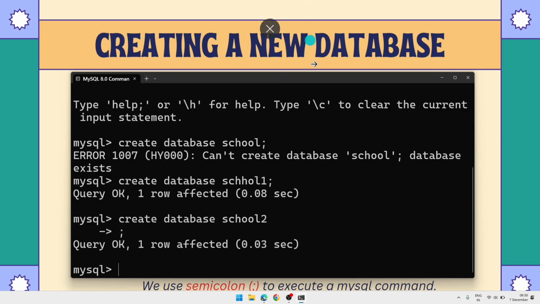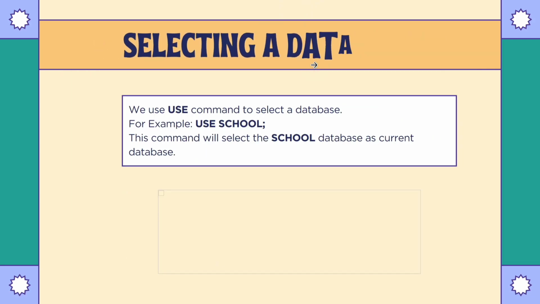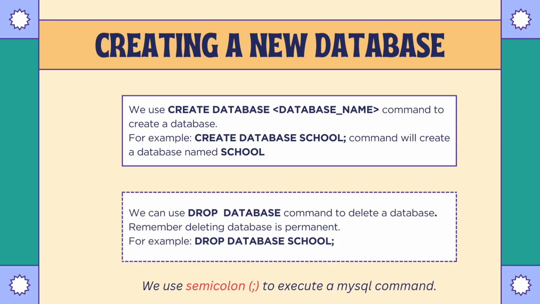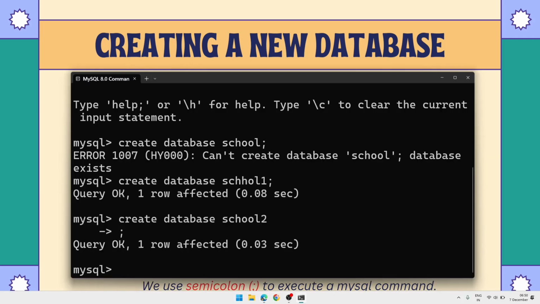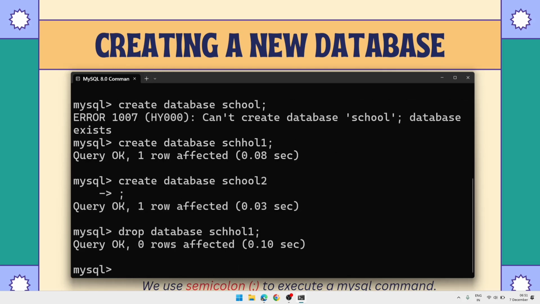Now we will go back to the presentation. Selecting a database. Oh, here we have one more piece of information: drop a database. Drop database means deleting. Let's see how to delete a database. I have already created 3 databases with the name school: school, school1, school2. Now I don't require the school1 and school2 databases. So to delete those databases, the command is drop database school1. So I have deleted it.